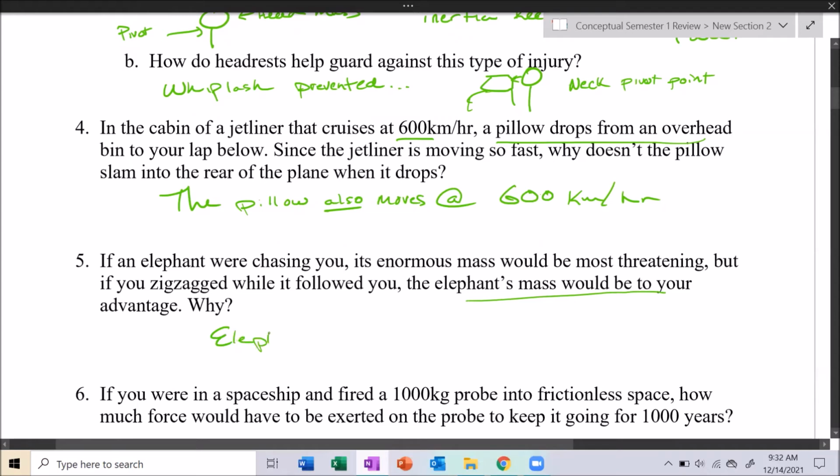My favorite question is about the elephant. The elephant is chasing you. If you zigzag, you can juke him. You can shake the elephant because he has such a greater mass. He has greater inertia. That's why that would be to your advantage. More mass equals more inertia.